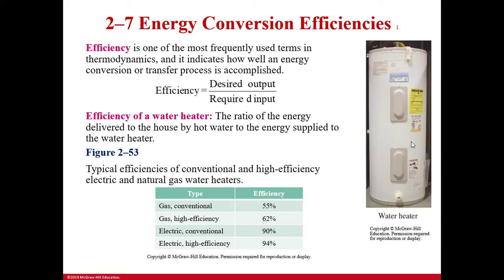Typical efficiencies of conventional and high efficiency electric and natural gas water heaters. So gas conventional is 55%, high efficiency is 62%. Electric conventional is 19% and high efficiency is 94%.